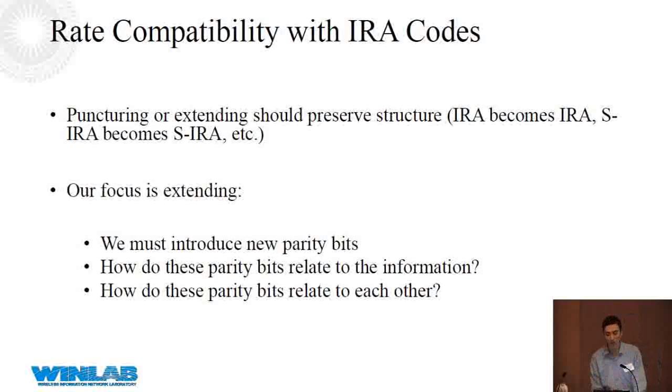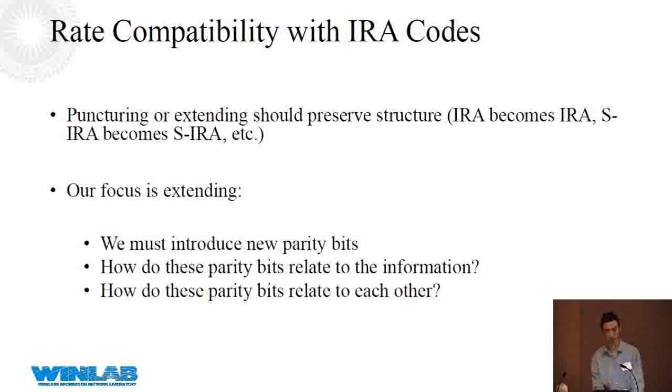Some extra concerns: we want to make sure that the puncturing or extending algorithms that we choose will preserve the structure of the code. So an IRA code, after we extend, will stay an IRA code. SIRA will stay SIRA, etc. And for our purposes, just for simplicity, we're going to focus on just the extending portion. So we get these questions of how are we going to introduce these new parity bits? How will these relate to the information bits that we're sending? And how do these relate to each other?